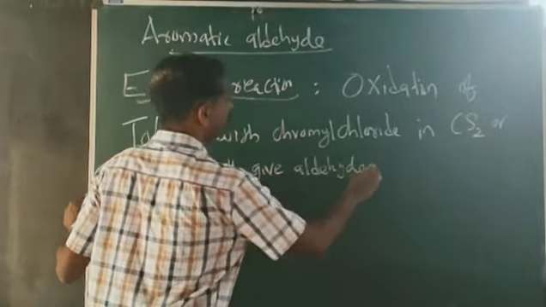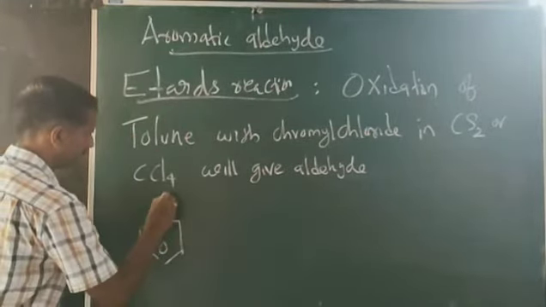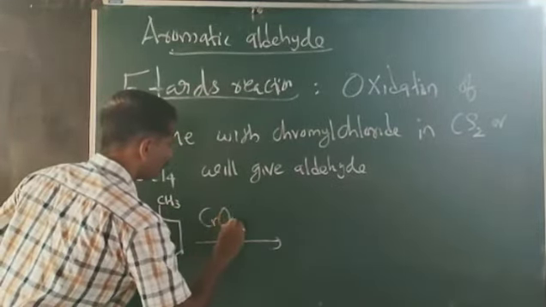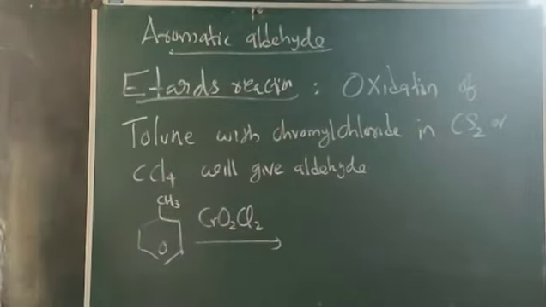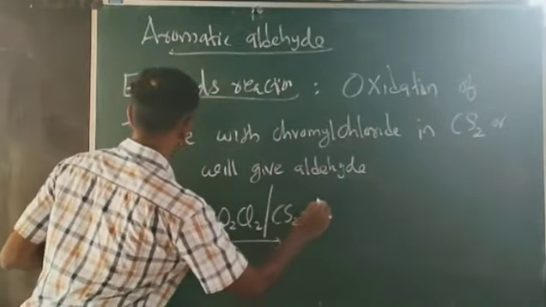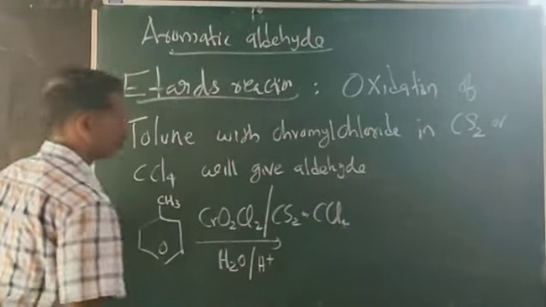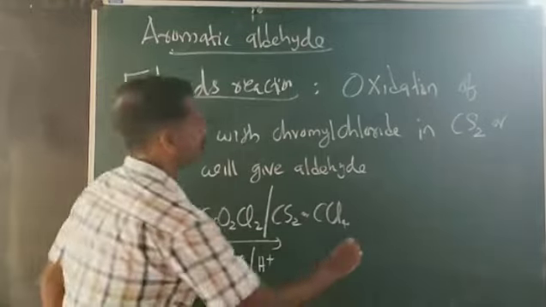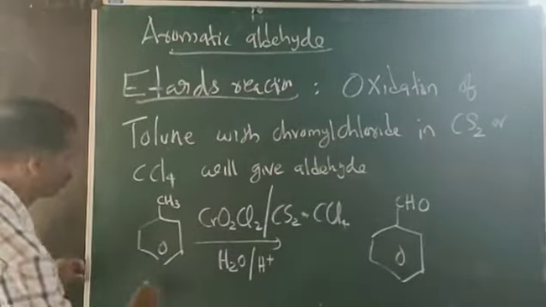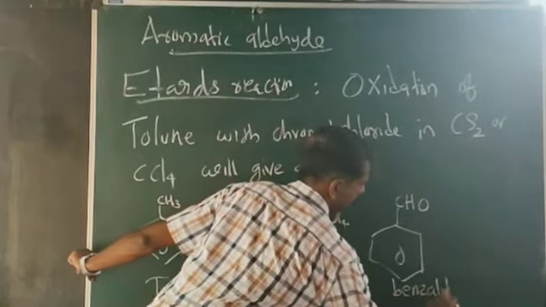Look at it here, the oxidation of toluene. This is toluene, with CH3. It is oxidized with chromyl chloride, CrO2Cl2, in the presence of carbon disulfide or CCl4, followed by hydrolysis with H2O, H plus. The CH3 group will be converted to CHO. What we get is benzaldehyde. This is toluene, and this is benzaldehyde. This reaction is known as the Etard reaction.